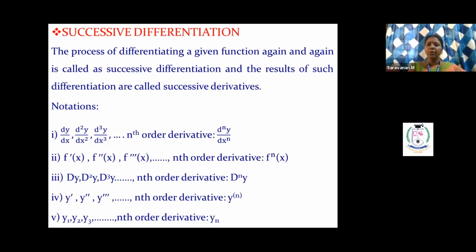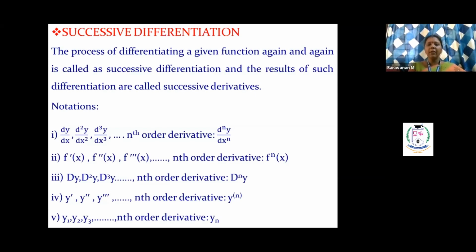So how can we denote that? I have given the notations. Already you know dy by dx; that is the first order, one time we are differentiating. If you differentiate again, that becomes d squared y by dx squared. The notation is d squared y by dx squared. Two times we are differentiating, so the order is 2. Again, if you differentiate, that is 3 times, so that becomes d cube y by dx cube. So we can proceed up to the nth order, whatever the value of n is.